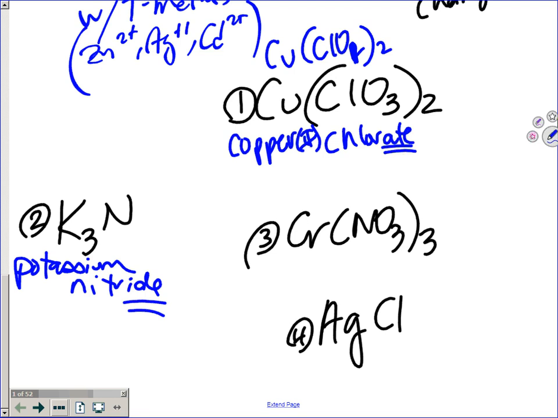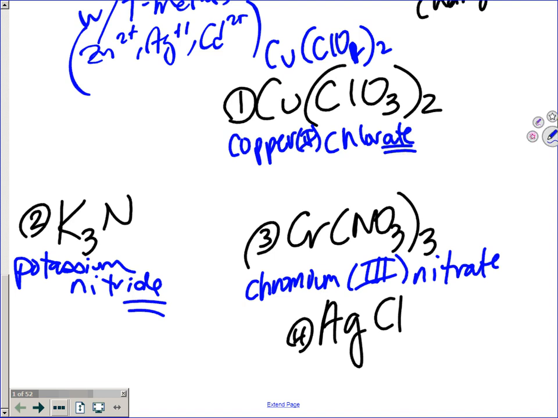Yeah, Anthony. Chromium 3 nitrate. Good. So we've got a transition metal, we've got our polyatomic ion, and we've named the transition metal's charge by nature of how we uncrisscross the charge to give that 3 back to chromium. So I could change this.